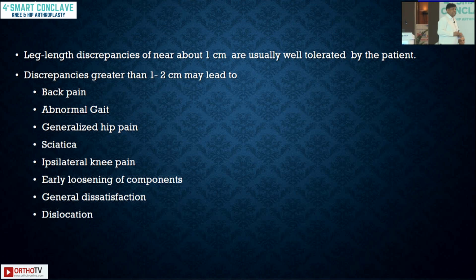Why are we worried about this? We need to understand, if we lengthen the limb, what will happen? So if you lengthen the limb, there can be back pain, the gait becomes abnormal because the stability is not there. There will be a generalized hip pain. The person will start having sciatica or neuritis symptoms, knee pain, and of course in the long term you will have early loosening of the components. And definitely patients are quite dissatisfied. And at the end, I would like to tell you that this is the third important thing which causes litigation in the US after dislocations and sciatic nerve injury.